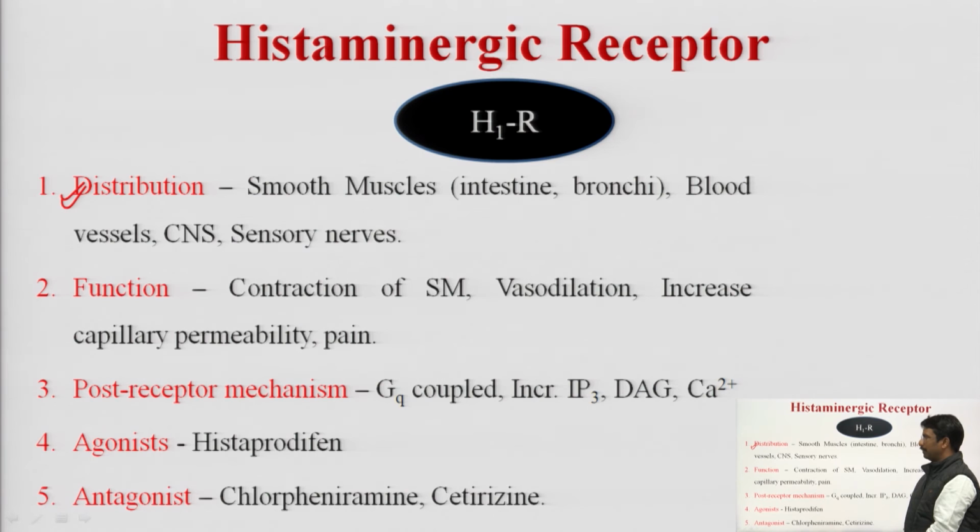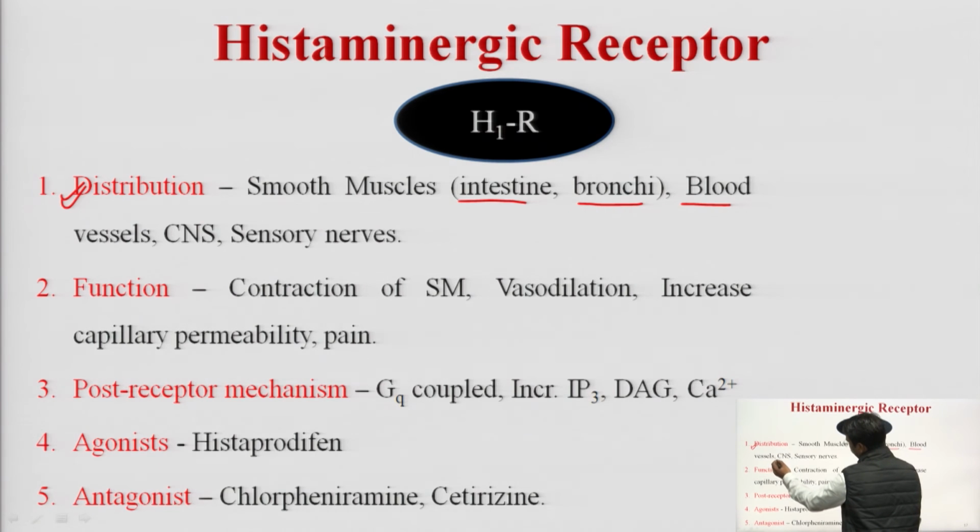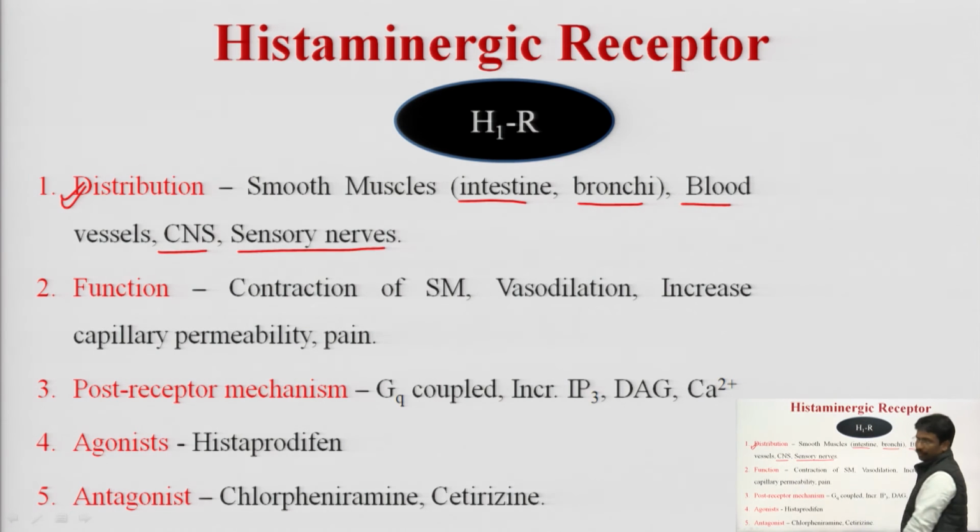So H1 is primarily found in the smooth muscle, as already told: intestine, bronchi, blood vessels, and especially the CNS and the sensory nerves. What is the primary role of this H1 receptor? It mediates the contraction of smooth muscle. Vasodilation, increased capillary permeability, and it leads to the sensitization of pain.